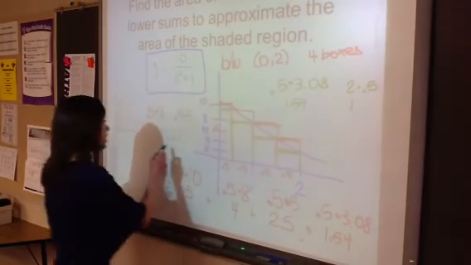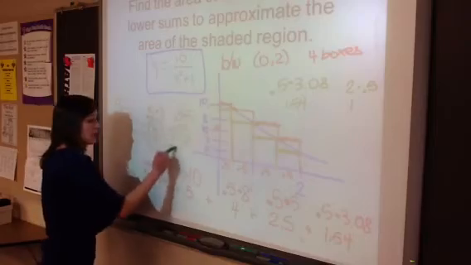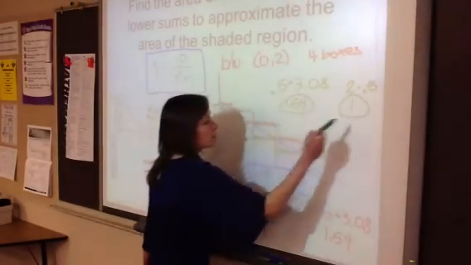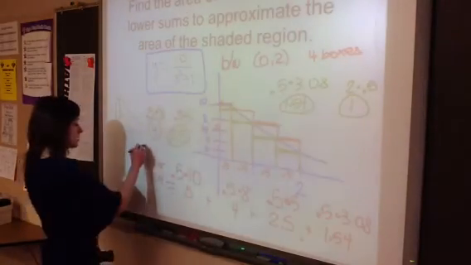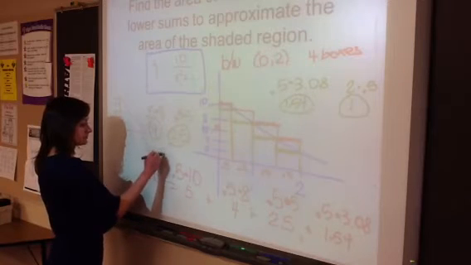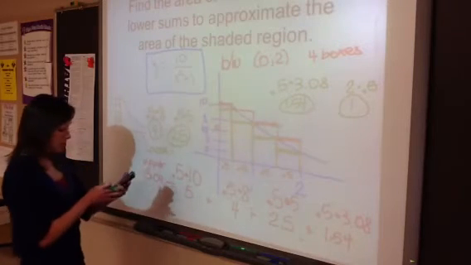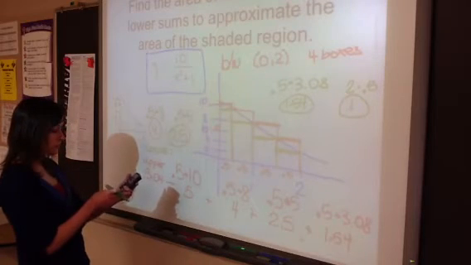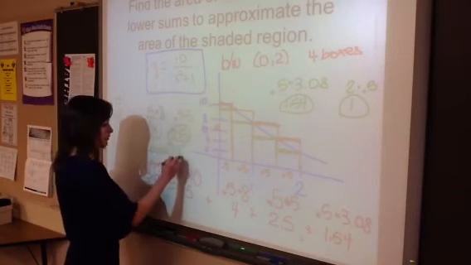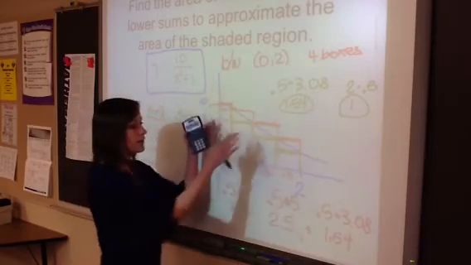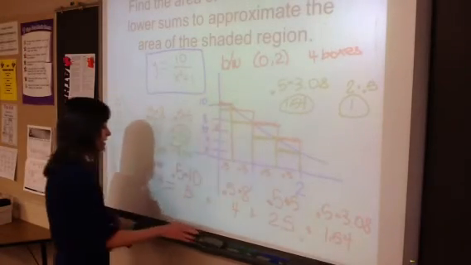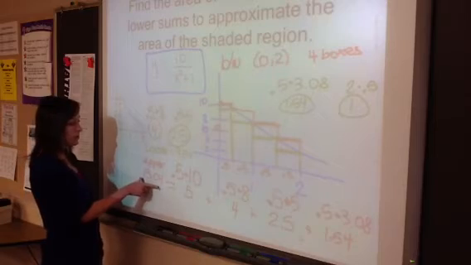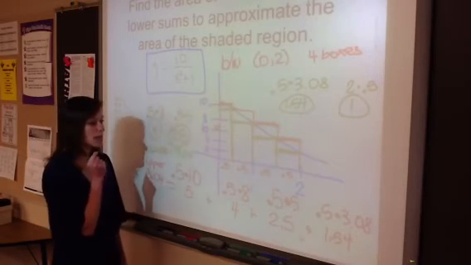So we're going to add all of these green ones together to get our lower sum. So our lower sum is 4 plus 2.5 plus 1.54 plus 1, and you get 9.04. So that is the area of our baby boxes. The area of our big boxes was 13.04. Our smaller boxes was 9.04.